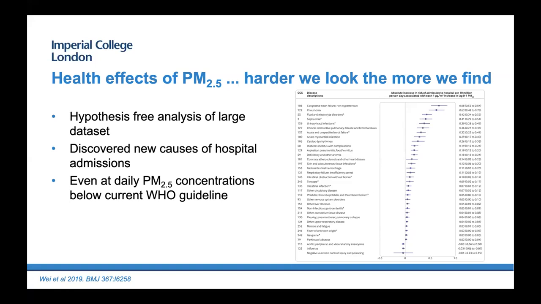And in addition to confirming the previously established associations between short-term PM2.5 concentration and cardiorespiratory disease, diabetes, Parkinson's, they find that a 1 microgram per cubic meter increase in PM2.5 was associated with over 2,000 extra hospital admissions as a consequence of previously unassociated diseases. And these included various electrolyte disorders, acute and unspecified renal failure, septicemia, intestinal obstruction without hernia, and urinary tract infections.